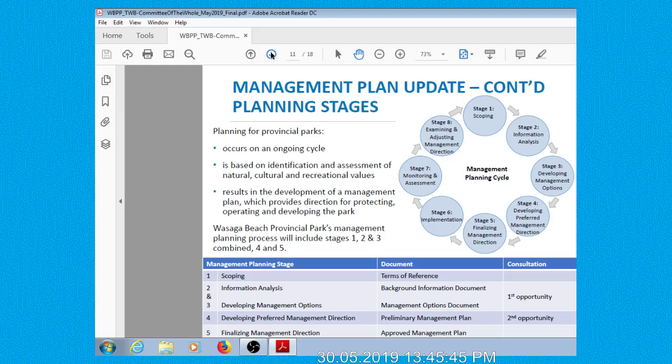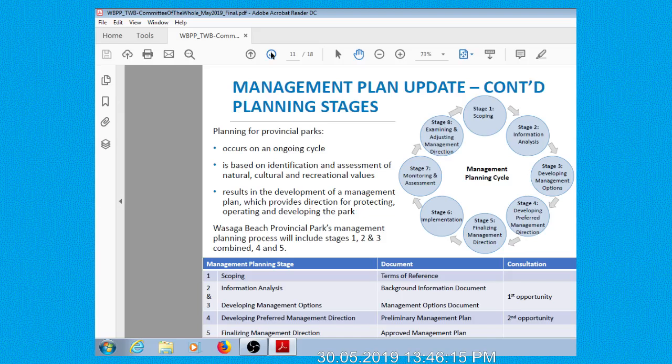It's based essentially on the assessment and identification of different values. Each park will have its own specific values. Wasaga Beach has a lot of them. There's a range of different ones, and as I talked about before, varying levels of significance, from national significance down to local significance. So the end game is to develop a management plan that provides policy direction for about a 20-year time horizon. That's generally what we look at.